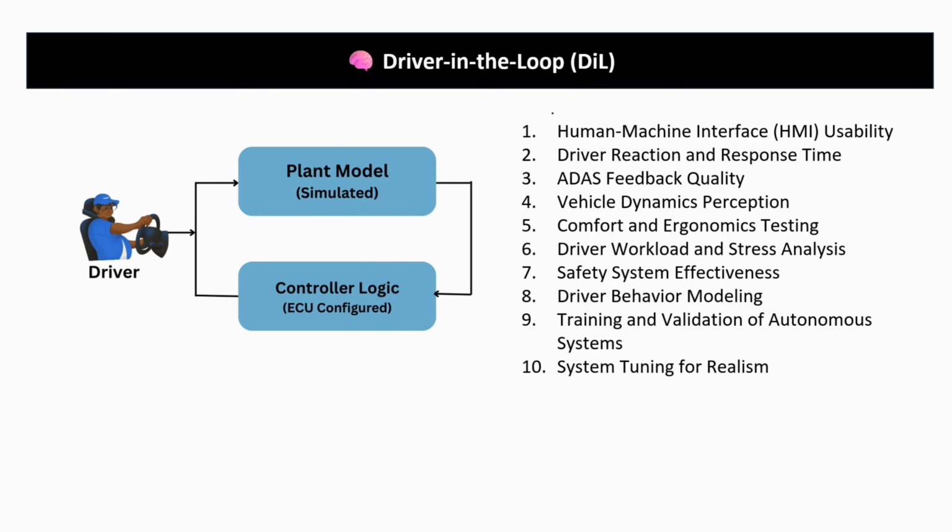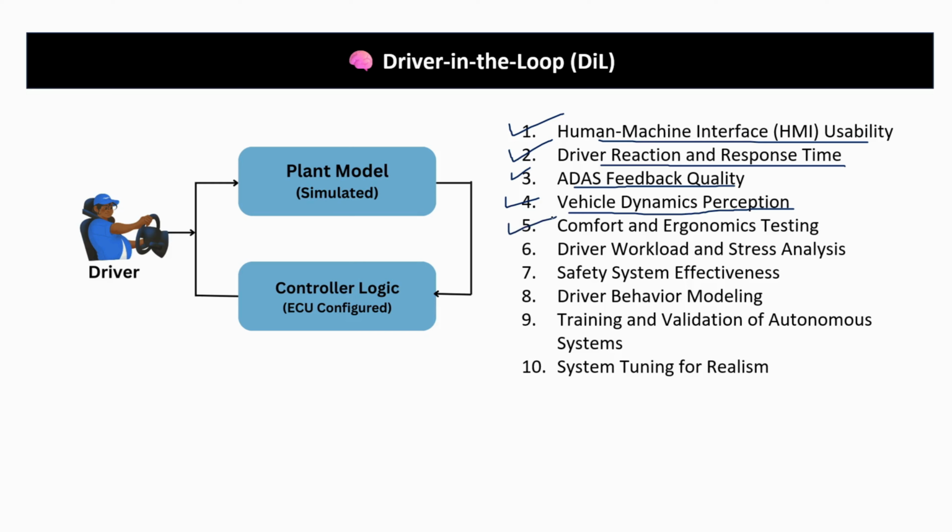Ten things verified in driver in the loop. Human-machine interface usability, evaluating how drivers interact with the displays, buttons, alerts, and menus. Driver reaction and response time, measuring how quickly a driver reacts to hazards, warnings, or control changes. ADAS feedback quality, tuning lane keeping assist, adaptive cruise, and braking alerts for comfort and confidence. Vehicle dynamics perception, verifying how real drivers feel steering, braking, and throttle behavior under different conditions.